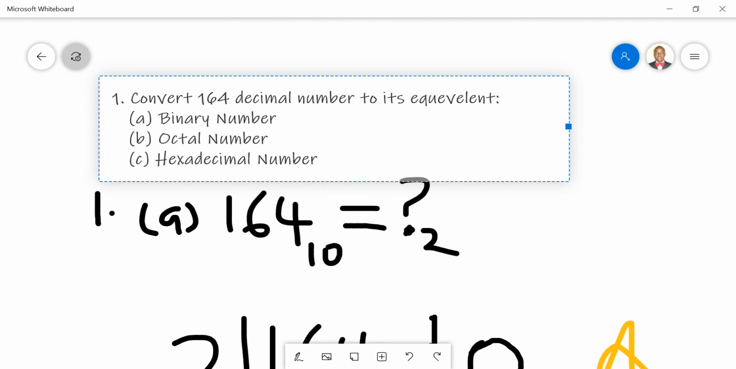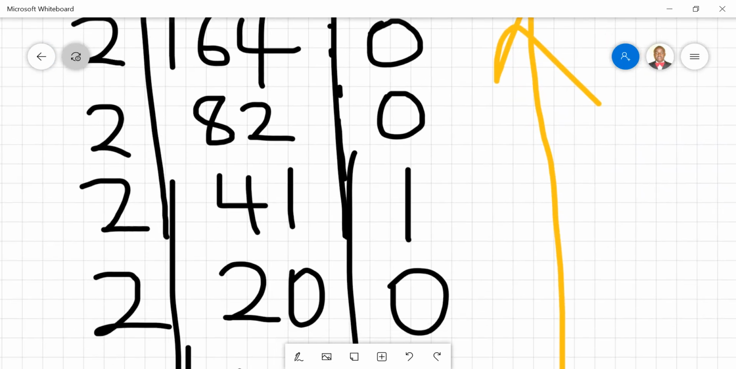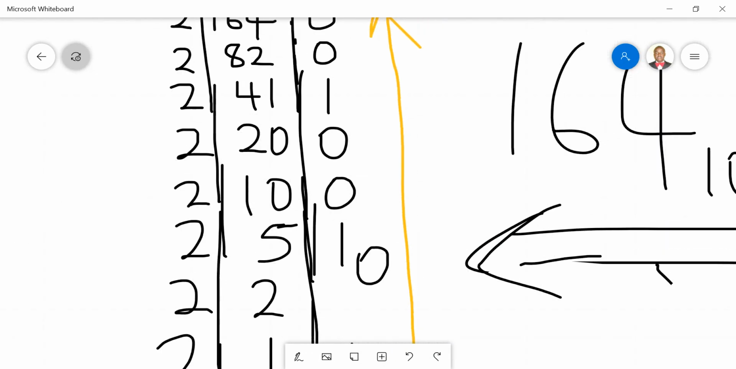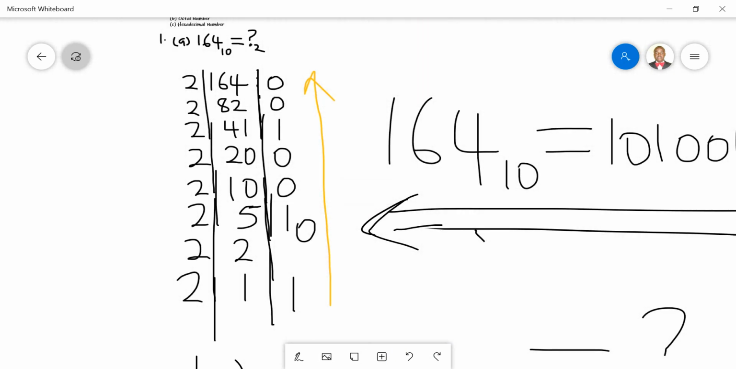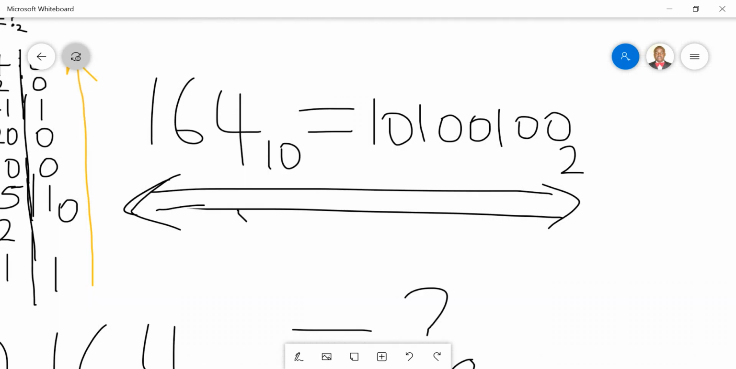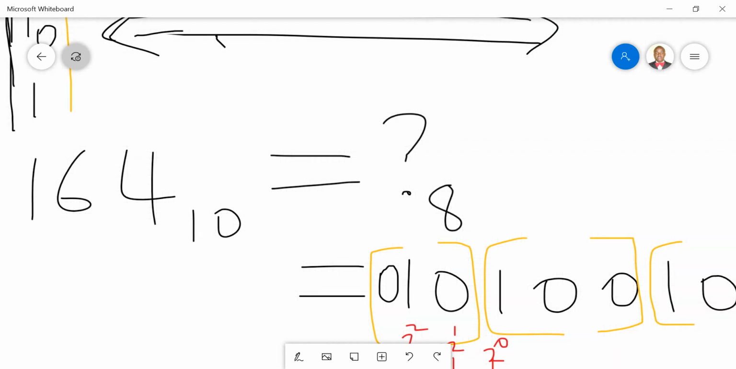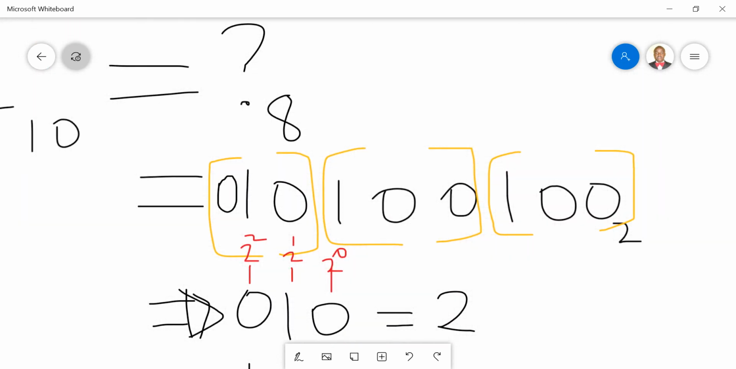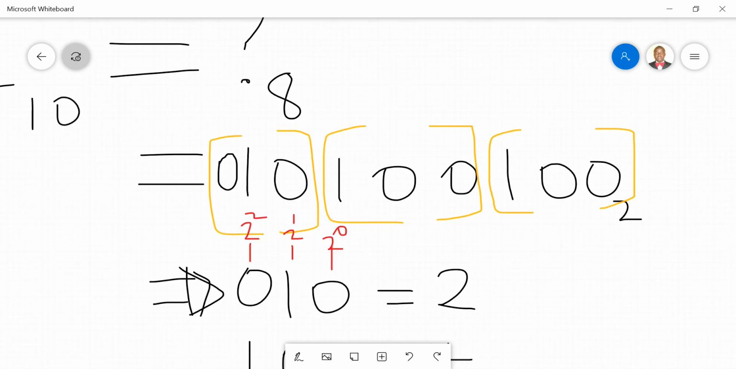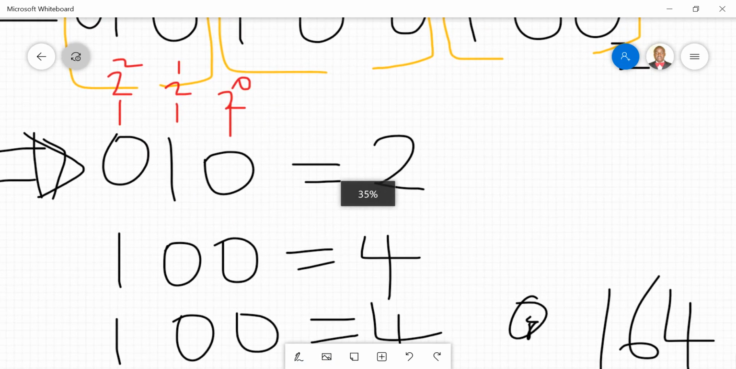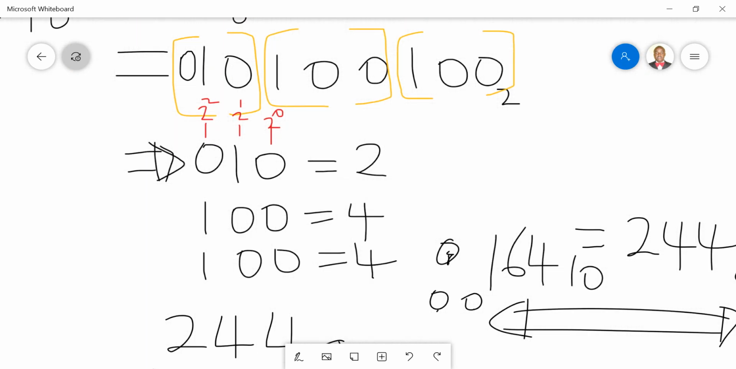It says convert 164 decimal number to its equivalent binary number. We did the binary number, and I showed you how to convert it. We get that binary number, 10100100. Then we want to get the octal, so we divide those binary digits into groups of 3, starting from the right. Then in each group, we convert it using the method of binary to decimal.